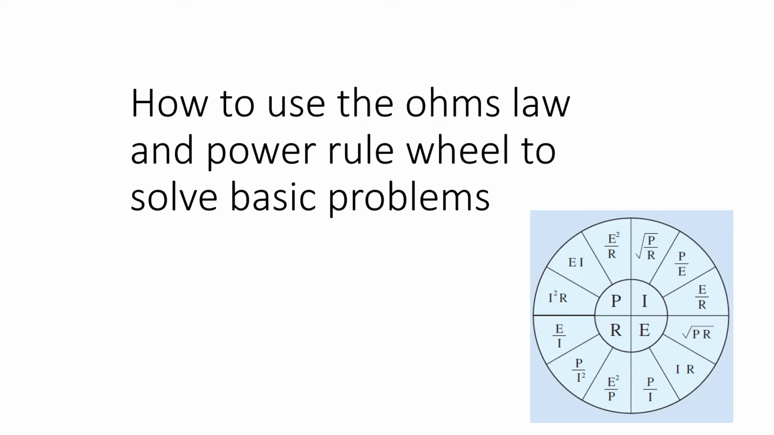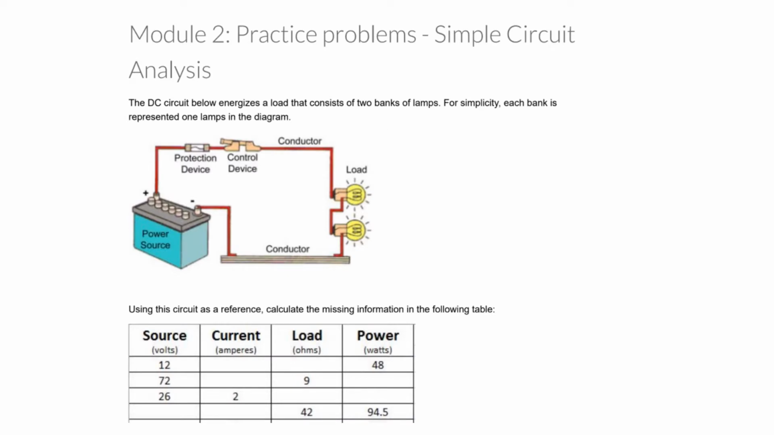This video shows how to use the ohms and power rule wheel to solve the problems that I sent in the handout. The problems are based on a simple circuit that has a load and a power source and a table with different conditions. Each row in the table represents a circuit configuration that you need to evaluate.